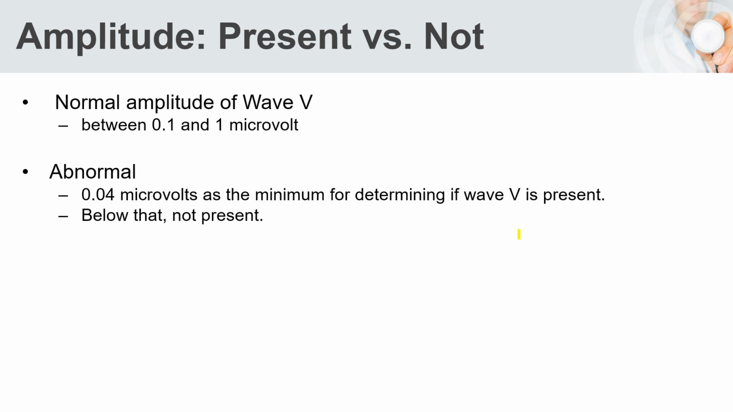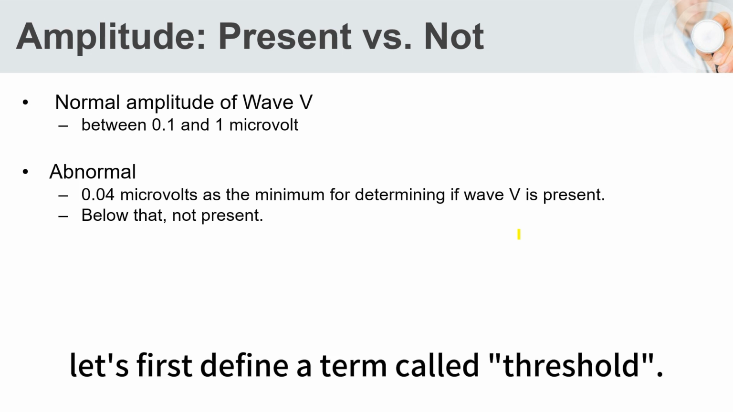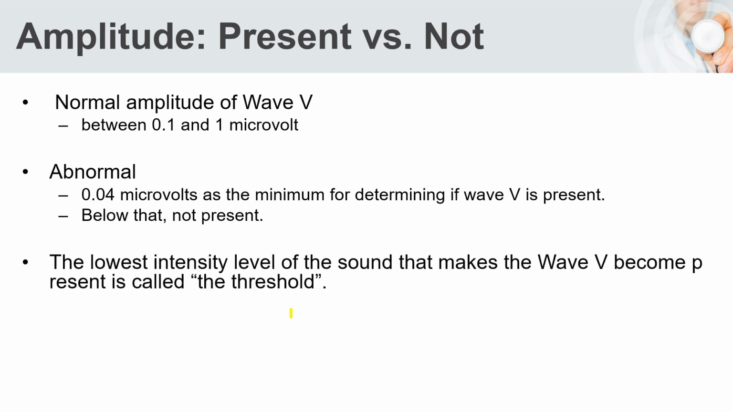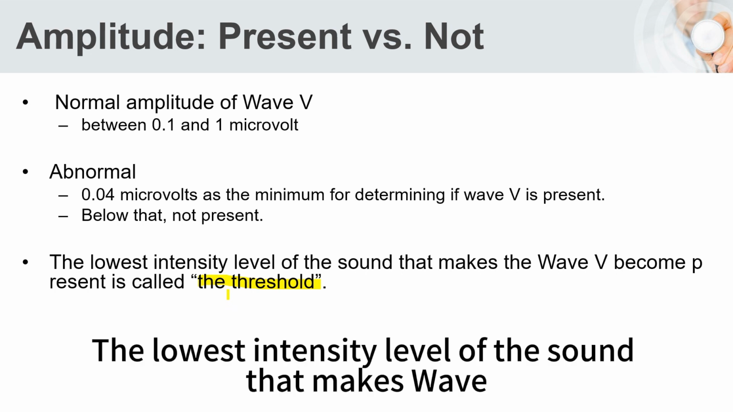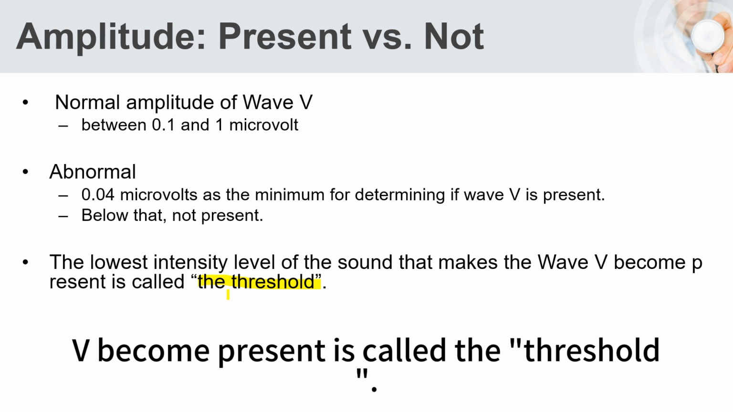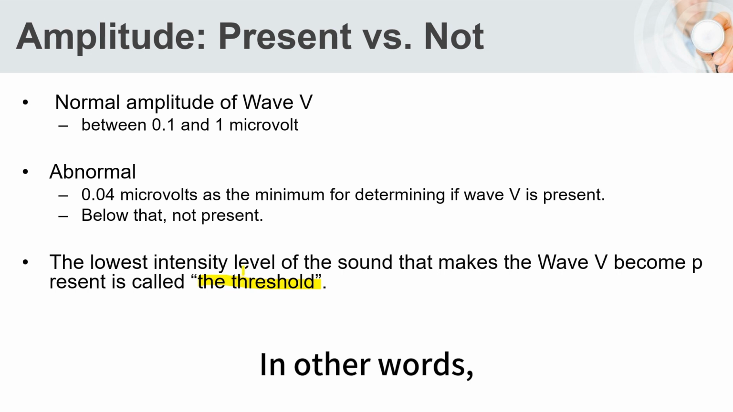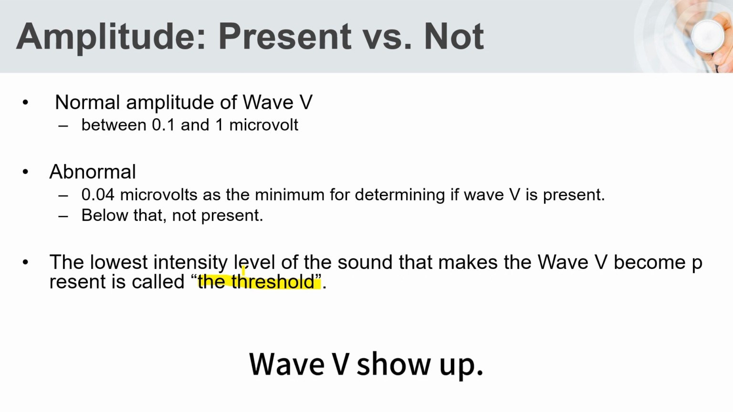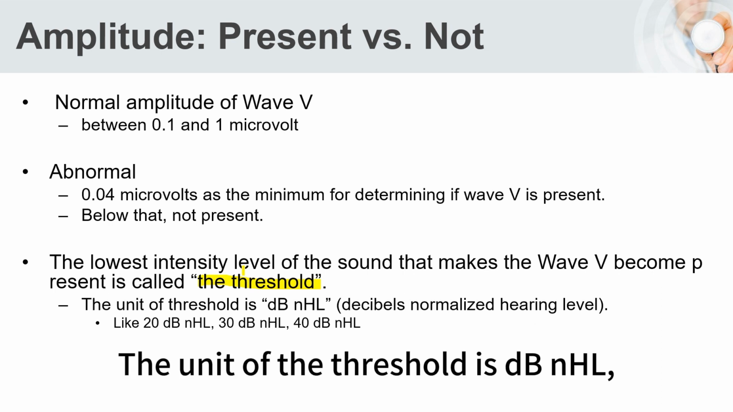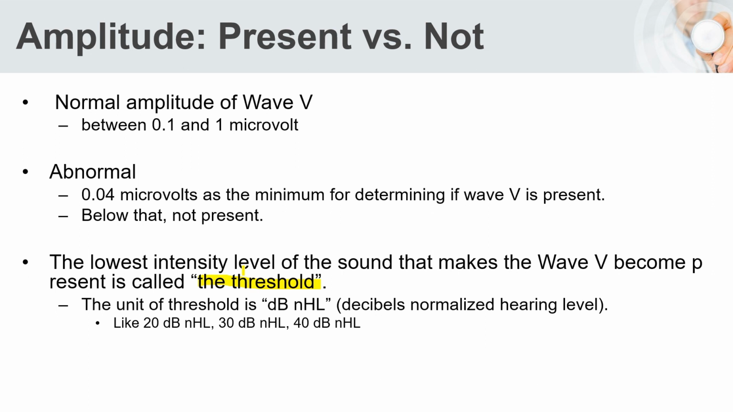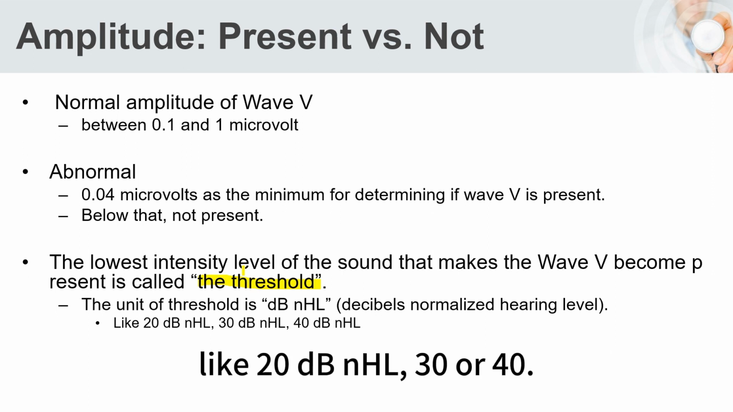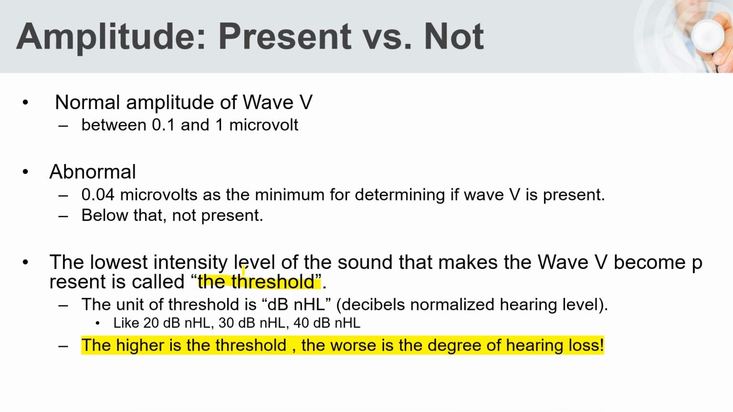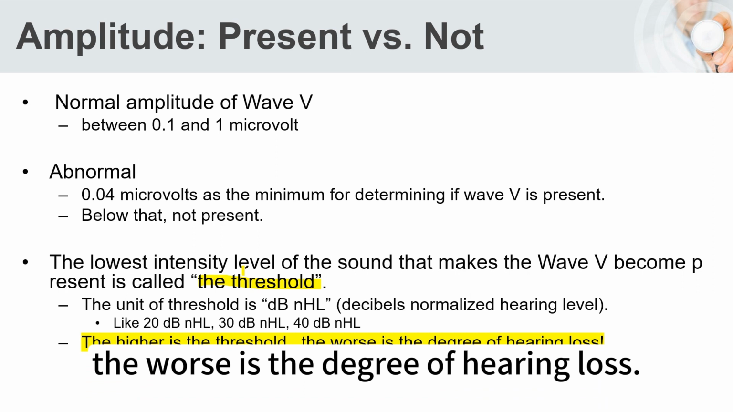What's wrong? Before we introduce what's wrong, let's first define a term called threshold. What is a threshold? The lowest intensity level of sound that makes wave 5 become present is called the threshold. In other words, the threshold is the minimal sound level that can make wave 5 show up. The unit of a threshold is dB nHL, or decibel normalized hearing level, like 20 dB nHL, 30 or 40. The higher your threshold, the worse is the degree of hearing loss.